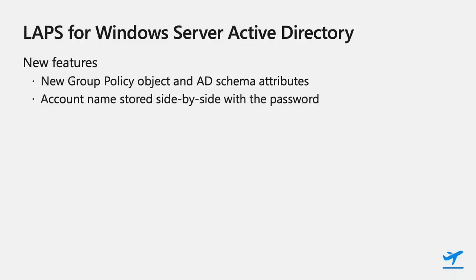The old legacy LAPS product only stored the password. You had to guess or infer or go look at the policy to figure out what the account name was. Now we have that stored side by side with the password, so there's no guessing or looking up. The account name and the password come together as a matched pair. I should add, that's also there in the Azure support as well.